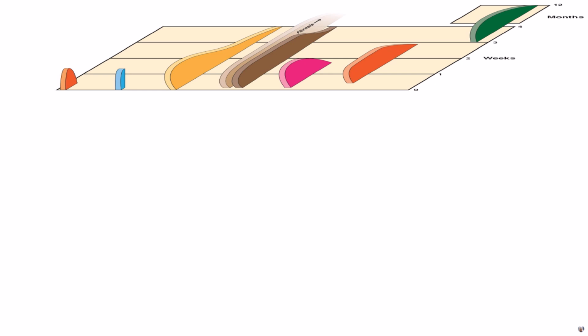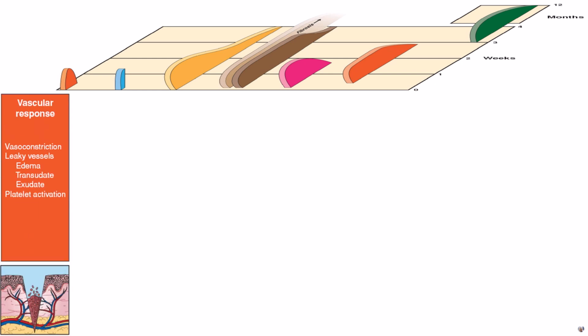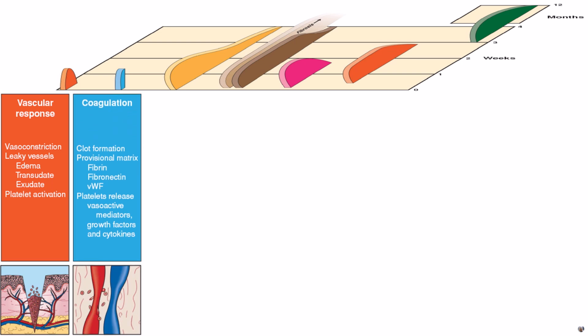Here, this image presents a beautifully structured visual summary of the sequential stages of wound healing, breaking it down into 7 key phases, each with its key process and cellular players. First is the vascular response that involves vasoconstriction. That is, there is presence of leaky vessels, edema, transudate or exudate formation, and activation of the platelets. This phase limits blood loss and initiates the hemostatic response.